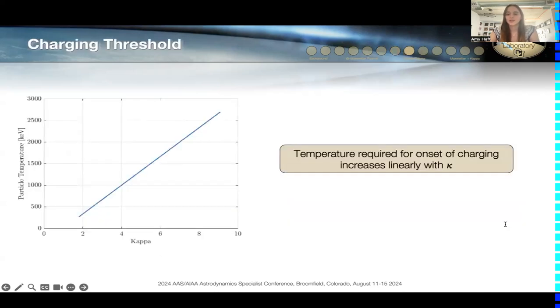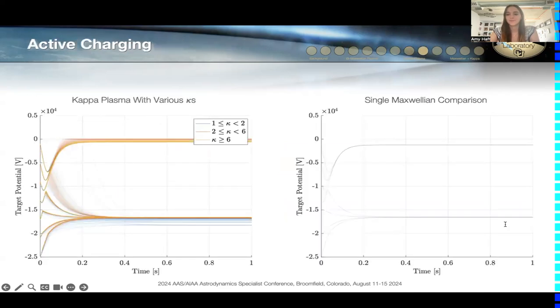Here, I'm just showing that the temperature required for the onset of charging in a kappa plasma linearly increases with kappa. The active charging simulation in the kappa plasma with various values of kappa ranging from 1 to 10 is shown side by side with the active charging simulation in a single Maxwellian plasma. You can see again how as kappa becomes larger, the charging response matches with that of the single Maxwellian.